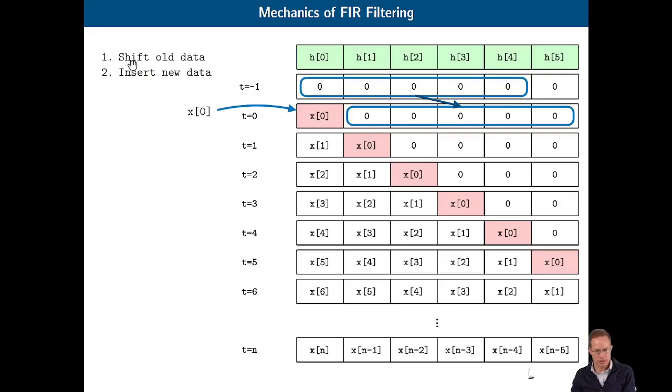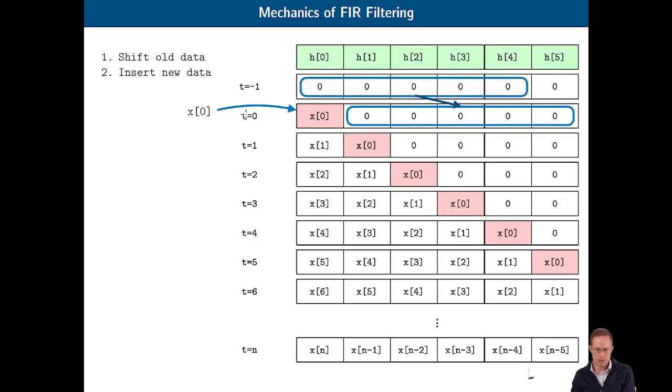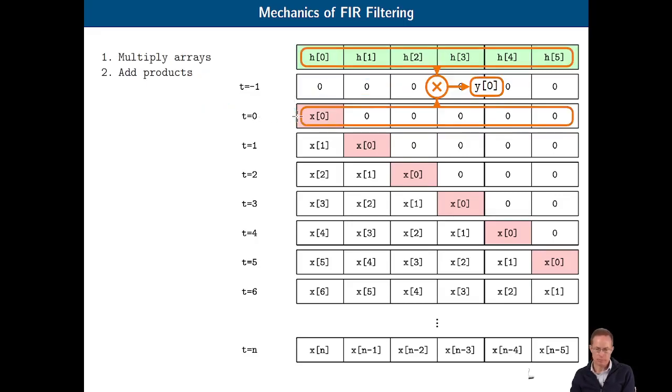I'm describing this as shift old data, step 1, insert new data, step 2. And then the next step in the process is to form a sum of products. So we multiply H0 times x0, H1 times 0, H2 times 0, and so on, forming all of these products, which is what you do in a convolution kind of situation. Then after multiplying, you add all of those terms together, and that gives you the output at time 0. Notice that we're dealing with an input at time 0, and after we process all of the values, we get the output at time 0, the same time as the input.